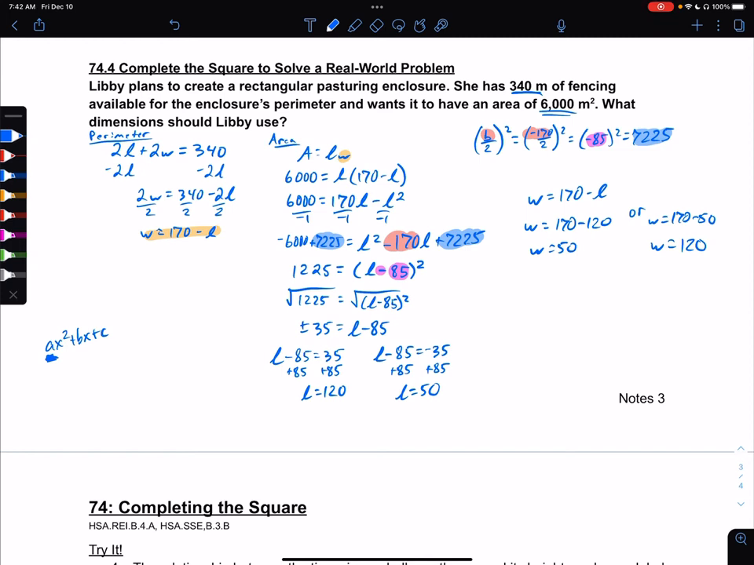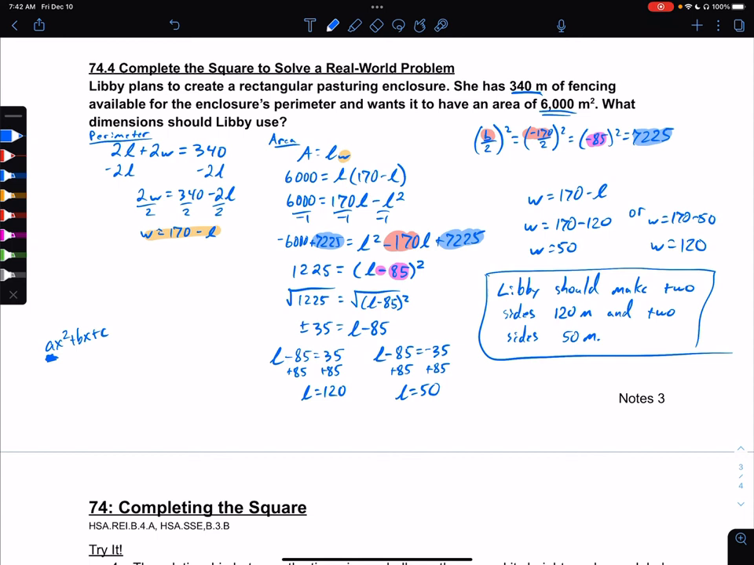What we want is that Libby should make two sides 120 meters and two sides 50 meters. That'll give her the perimeter that she's looking for, and also give her the area of 6,000 that she wanted.